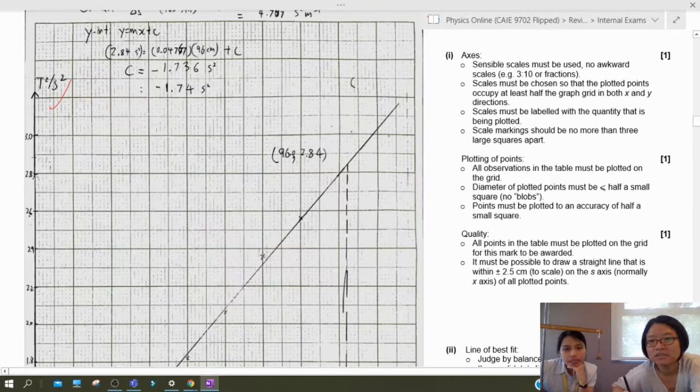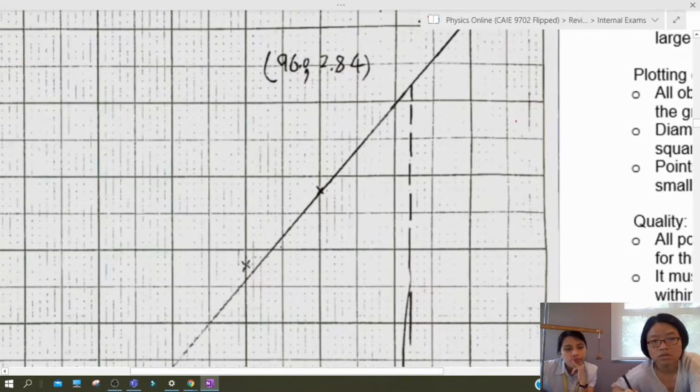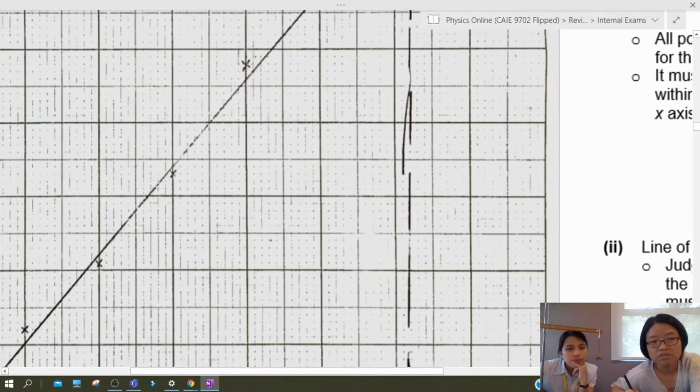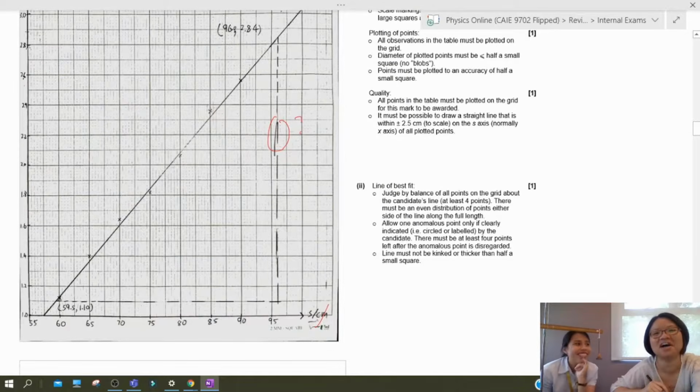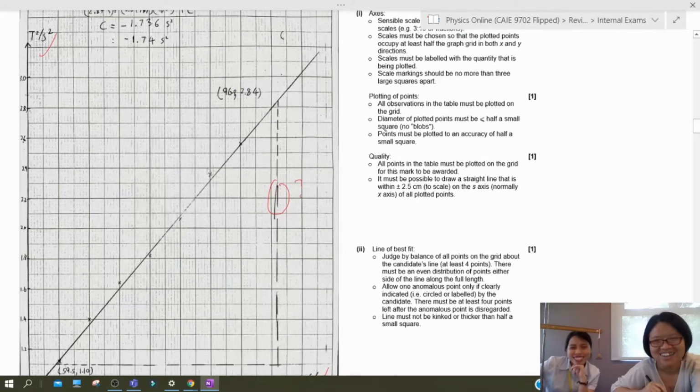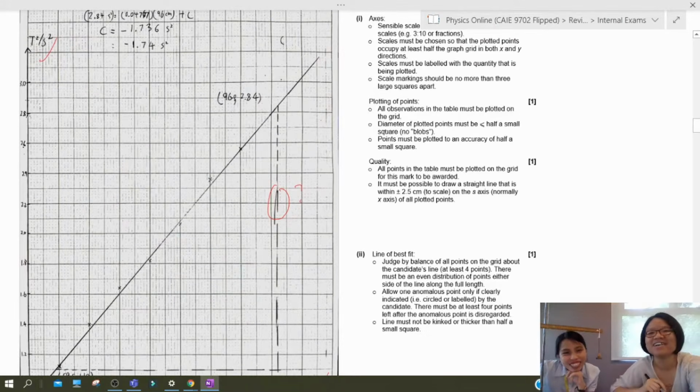What else? Diameter of the points. Okay, must be small. So the plot cannot be too big. Is it small enough? I think got 1 point maybe a bit too big. This one depends on the mercy of the examiner. Okay lah. You look like a lucky person. Thank you. But what happened here? I don't know. I ran out of time, then my eraser, I don't know, rolled until where I cannot rub off. So I don't know why. Okay lah, never mind. After this I go and rub off.